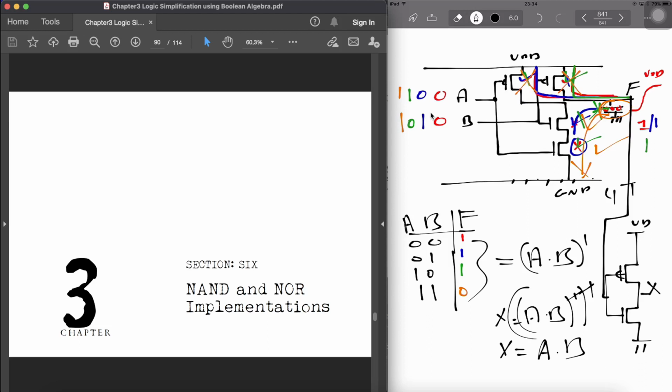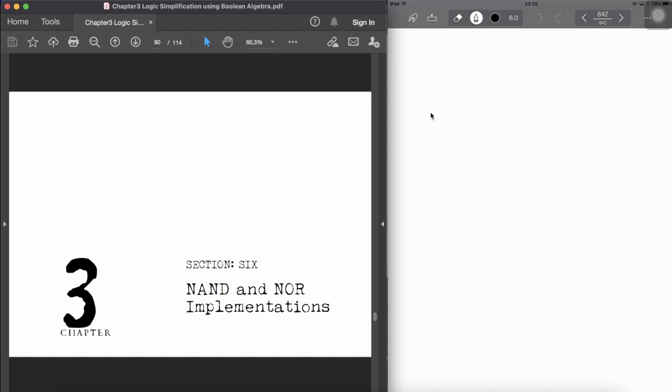And the base of OR is actually NOR. So in order to get an AND gate, we have to implement a NAND gate first. In order to implement an OR gate, you have to implement a NOR gate first at the transistor level. Now, NAND and NOR implementations are actually quite useful because you can implement any kind of circuitry with NAND and NOR implementations, and they are universal.